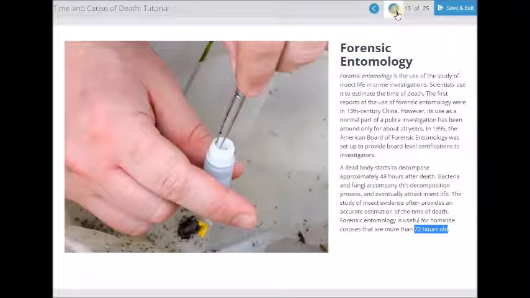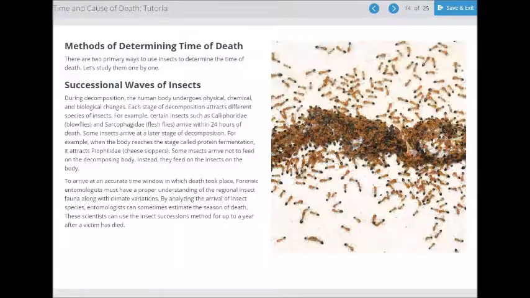We can start actually looking at the forensics of the entomology, or the bugs and what they're doing, and it helps us with timing. It's called a successional wave of insects, meaning that there's a predictable wave of the insects that show up first. During the decomposition, it undergoes physical, chemical, and biological changes, and each stage of that decomposition that the body goes through starts to attract different insects. For example, the Calliphoridae, those are the blowflies, and the Sarcophagidae, I think I said that right, these are the flesh flies that get on it within 24 hours.